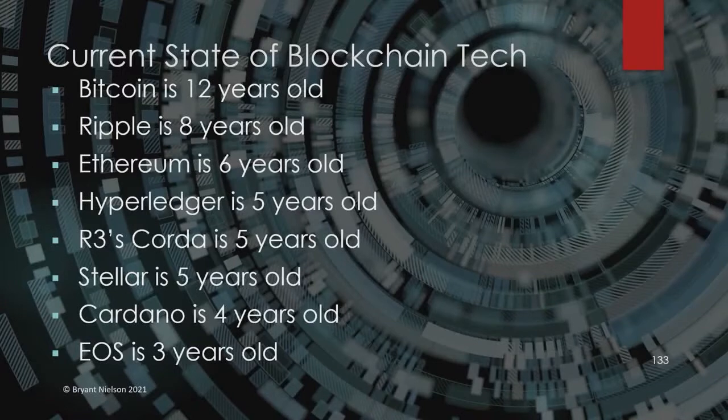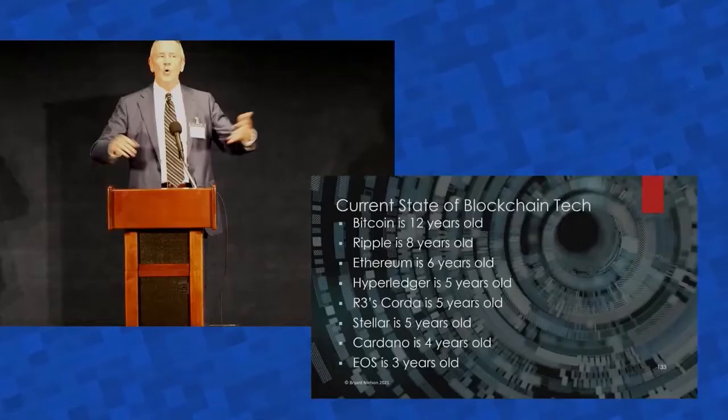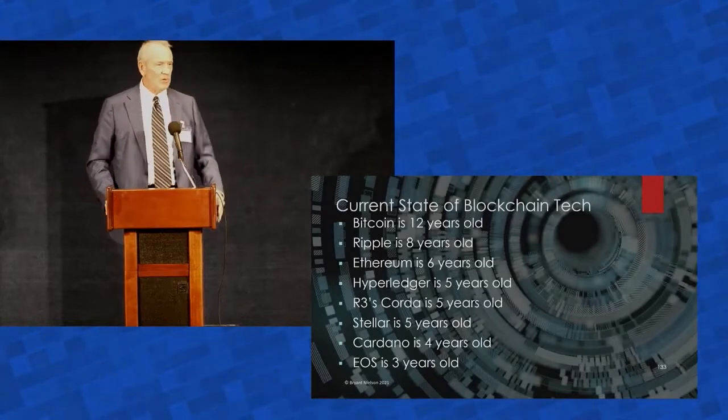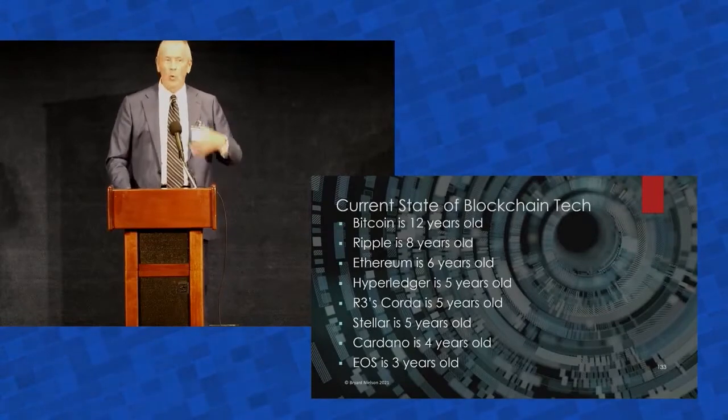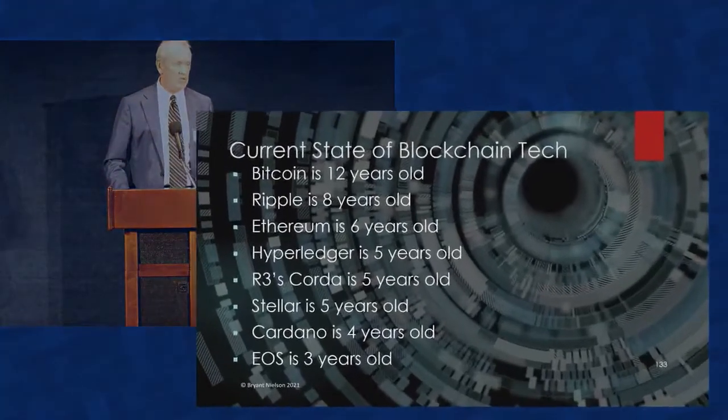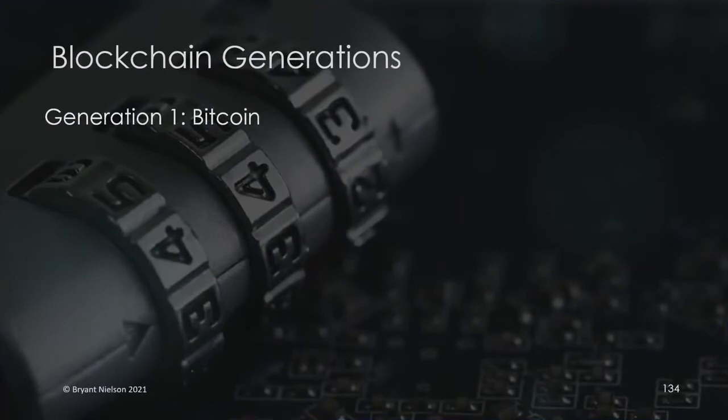We see that Bitcoin is 12 years old. We know that Ripple is 8 years old. We have Ethereum that is 6 years old. We have Hyperledger, Corda, and Stellar all at 5 years old. We have Cardano that's 4 years old, and you have EOS.io. I forgot the IO on the slide. That is 3 years old. And you go, okay, I see all these blockchain protocols. How do I even determine what is an enterprise-grade blockchain? And that's really the biggest problem.